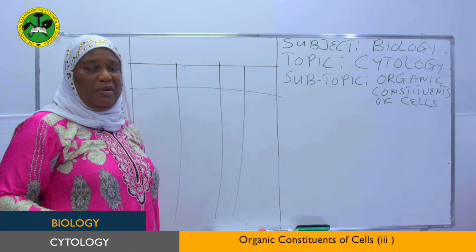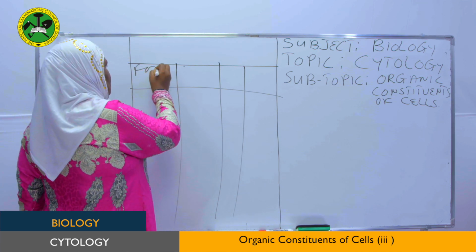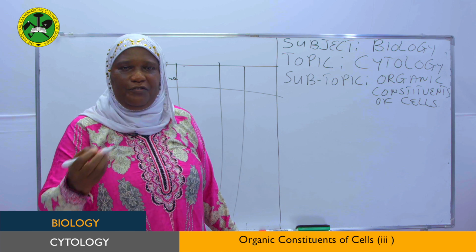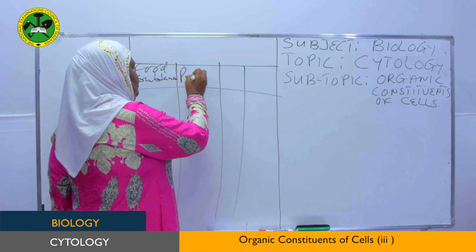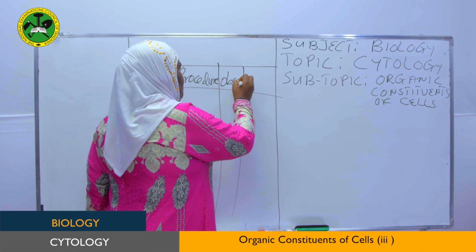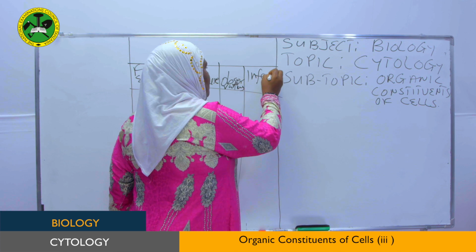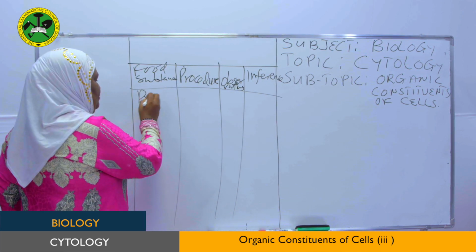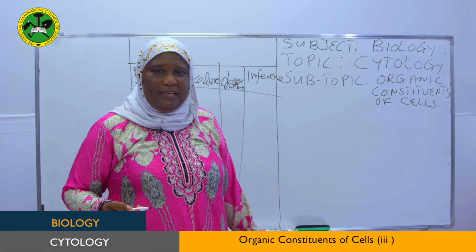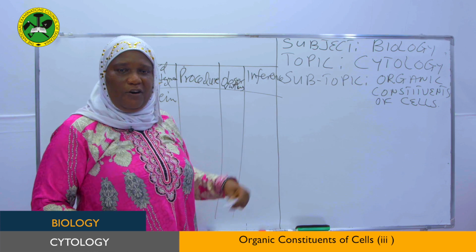As usual, our results will be tabulated in 4 columns. Column 1 is for food substance tested. You can call it food substance tested or test 4. Column 2 is for procedure. Column 3, observations. The last column is for inference. You write here protein. Then after writing protein, it means you are required to write the procedure for testing protein.